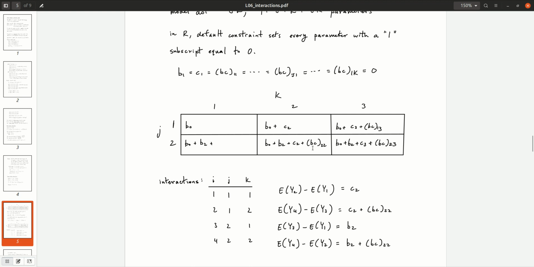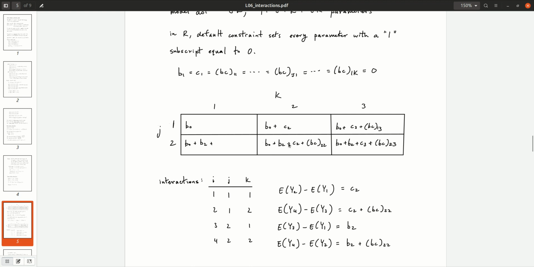So what we've just computed is this: the first one is the effect of changing from level 1 to level 2 of the second factor when the first factor is at level 1. That's this comparison here. The second comparison, y4 minus y3, is the effect of changing the level of factor 2 from 1 to 2 when the level of factor 1 is 2.